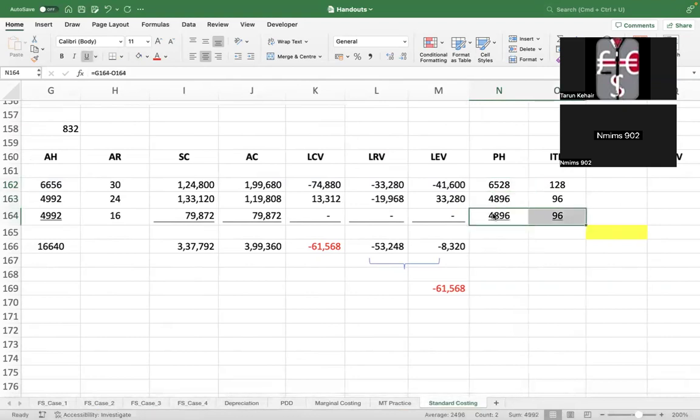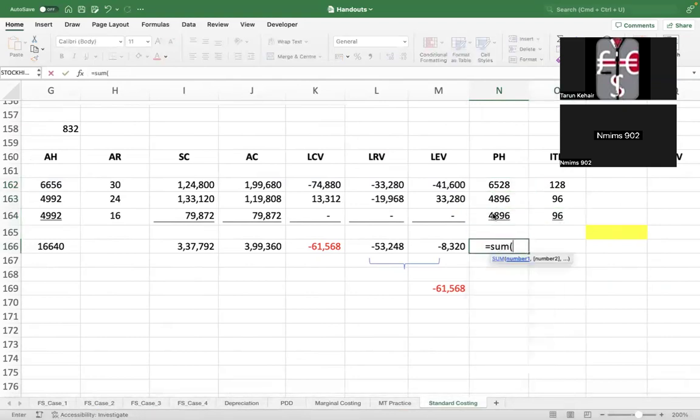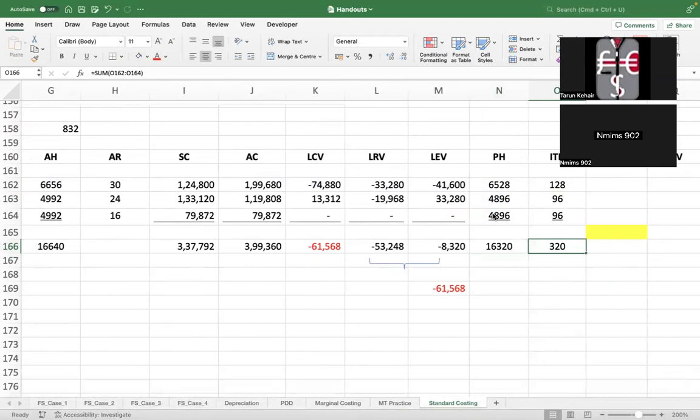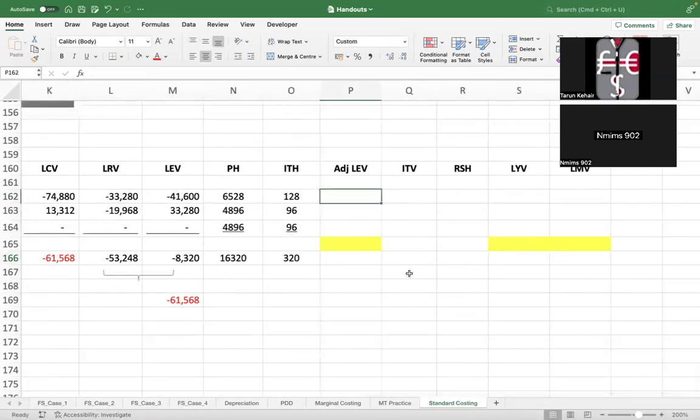So now what we have done is we have broken up the actual hours into two parts, productive hours and idle time hours. इन दोनों को ऐड करोगे 16,320 और 320, you will get 16,640, which is nothing but your actual hours. तो हमने इन दोनों को ब्रेक कर दिया. Productive hours कितने हैं और idle time hours कितने हैं. So now we are ready to do adjusted labor efficiency variance, which will be SH minus PH into SR.